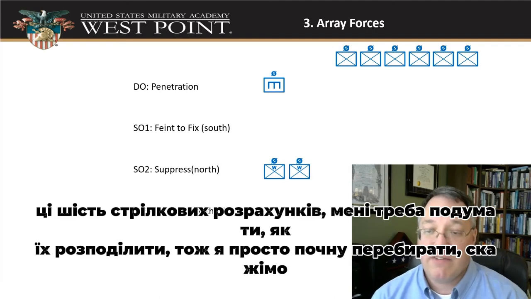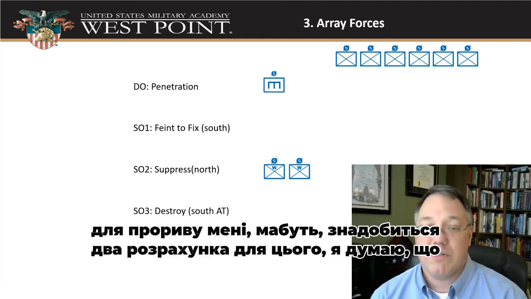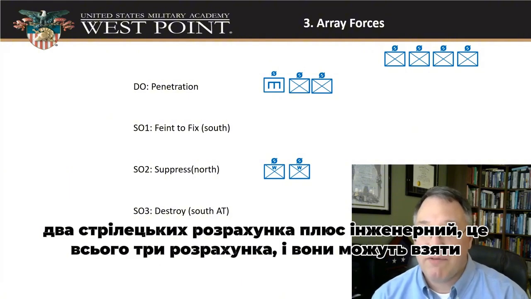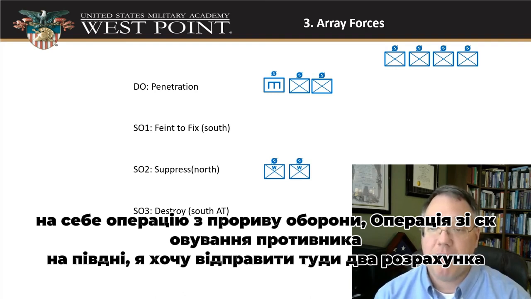So now I've got these 6 rifle teams. I need to think about how to lay them out. So I just start going through. Say, okay, the penetration. All right, I probably need 2 fire teams for that. So I think the 2 rifle teams plus the engineers. That's a total of 3 fire teams. They can work on that breach operation.